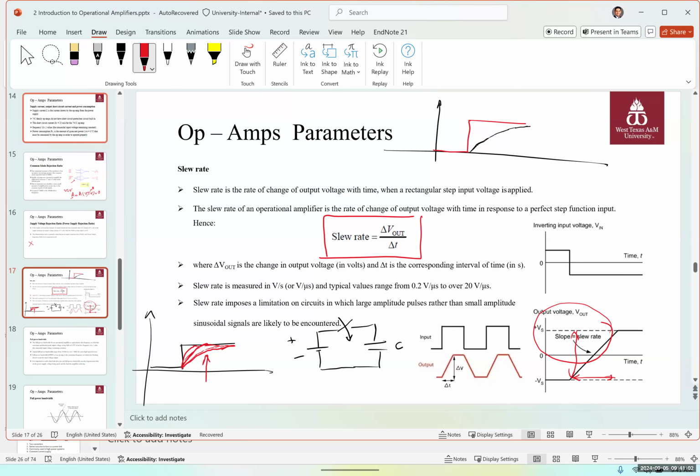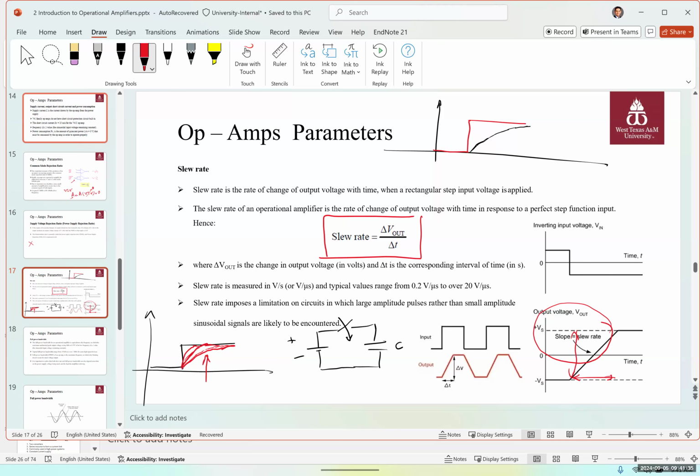Slew rate is measured in volts per second or volts per microsecond, and typical values range from 0.2 volts per microsecond to over 20 volts per microsecond. So slew rate imposes a limitation on circuits in which large amplitude pulses, rather than small amplitude sinusoid signals, are likely to be encountered.